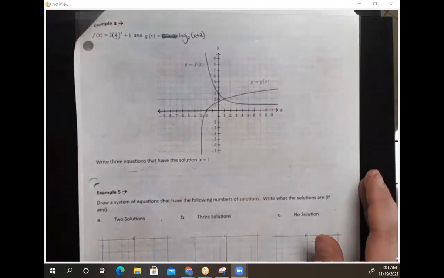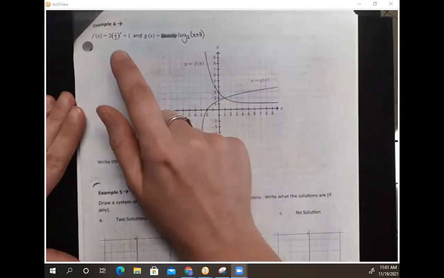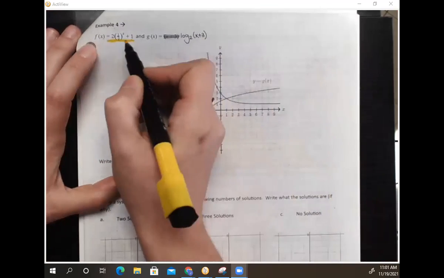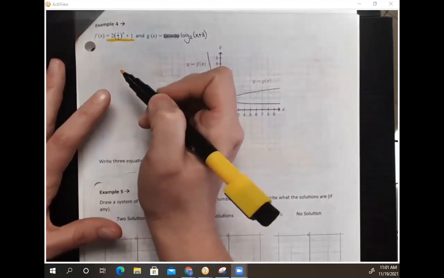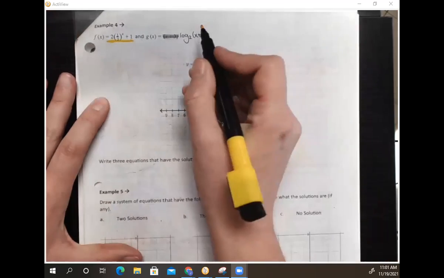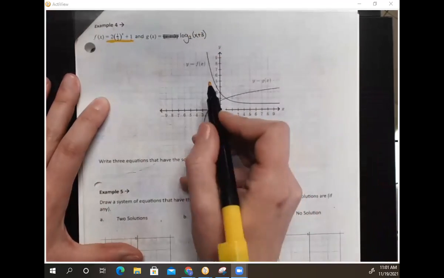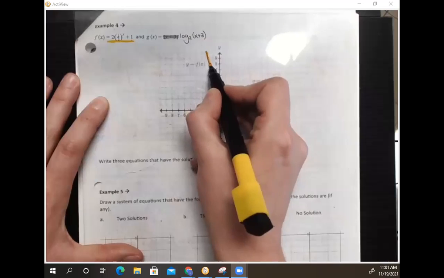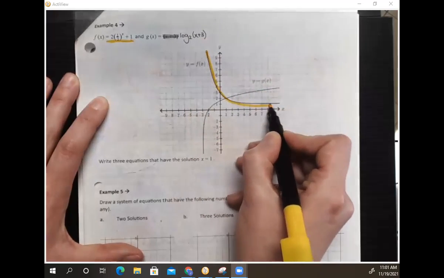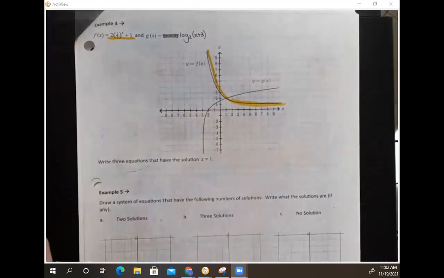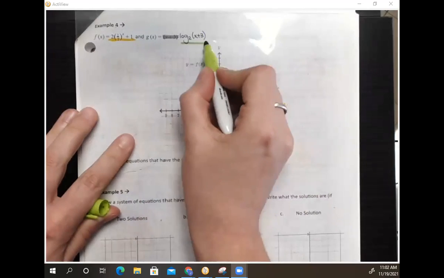For example 4, they gave us the functions for f of x and g of x again this time, but we're also given the graphs. Now these aren't things that we have learned how to graph yet. This is an exponential function, and we'll talk about those again later in Algebra 1. This is what we call a log function, and we'll talk about those in Algebra 2. But the important thing is that I know what the graph looks like. So here's f of x. Again, I'm going to color coordinate. And here's g of x.